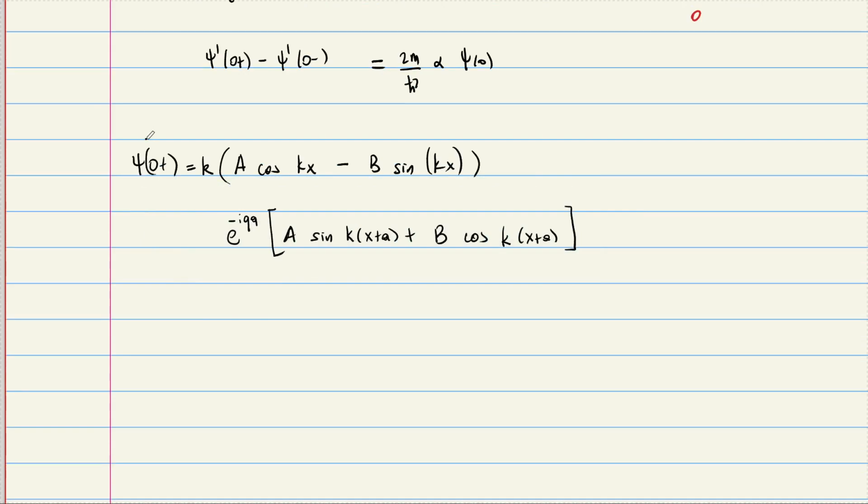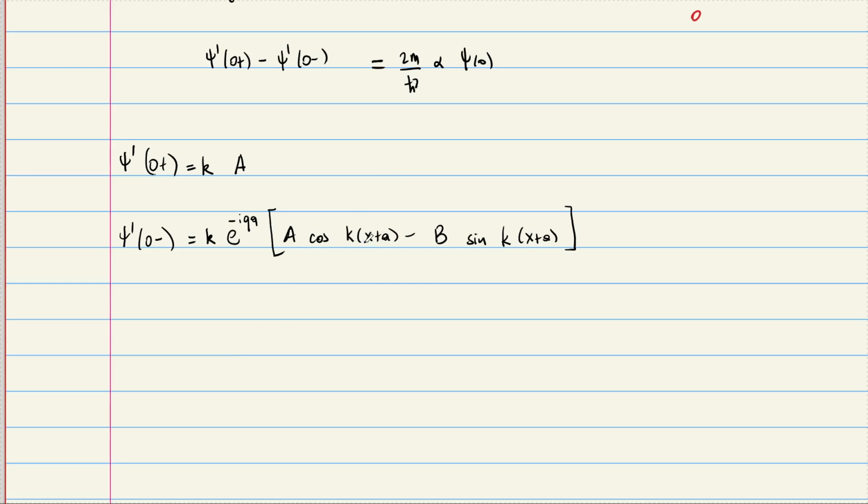So this is psi prime 0 minus. The derivative of sine is cosine, and there will be a k, and the derivative of cosine is minus sine, and there will be a k. Now I put in the boundary condition: if x is equal to 0, cosine is 1, so this is a. And if x is equal to 0, sine is 0, so this is going to be like this. And I have that condition here.